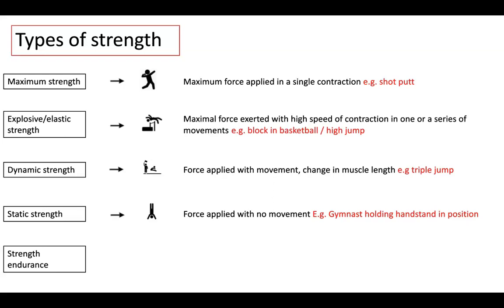And then finally, strength endurance is the ability to sustain and withstand repeated muscular contractions. So the ability to sustain and withstand repeated, being key, muscle contractions, e.g. swimming. So they are your types of strength that we have available.